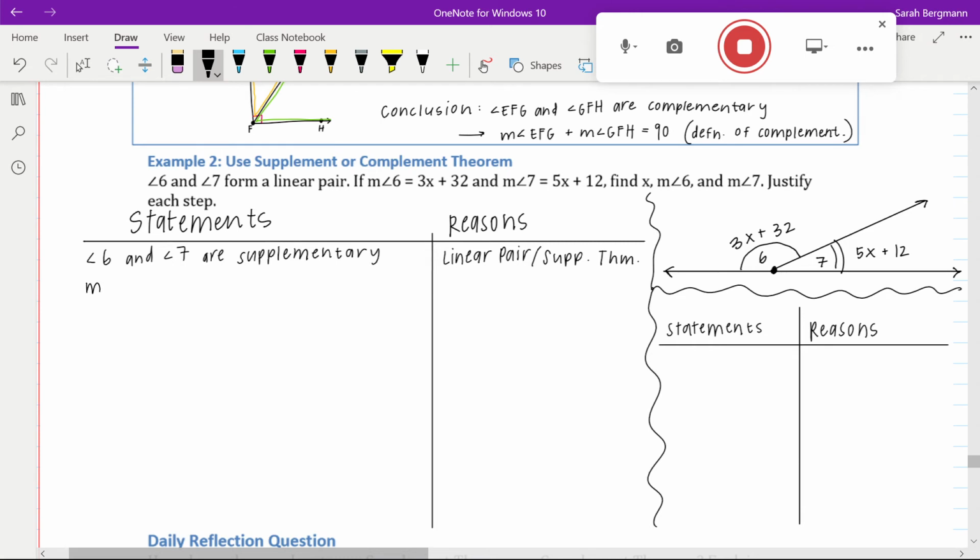Like we already said, we can move directly from this to the statement that the measure of angle 6 plus the measure of angle 7 equals 180 by the definition of supplementary. Now, in order to find the value of x, we should substitute in the expressions for each angle. So I know the measure of angle 6 is 3x plus 32, and I know the measure of angle 7 is 5x plus 12.